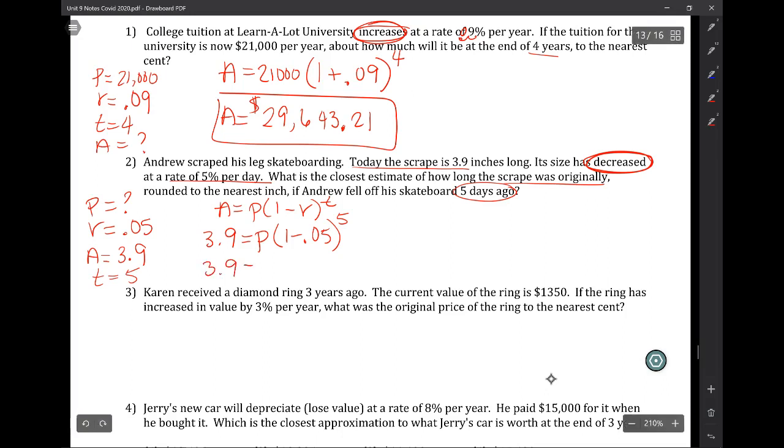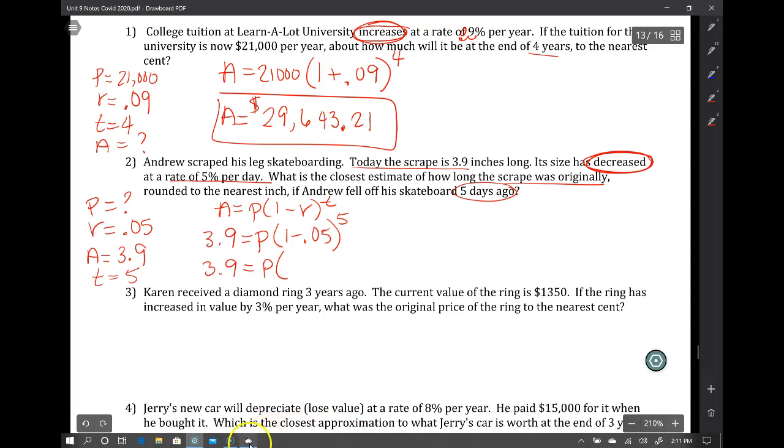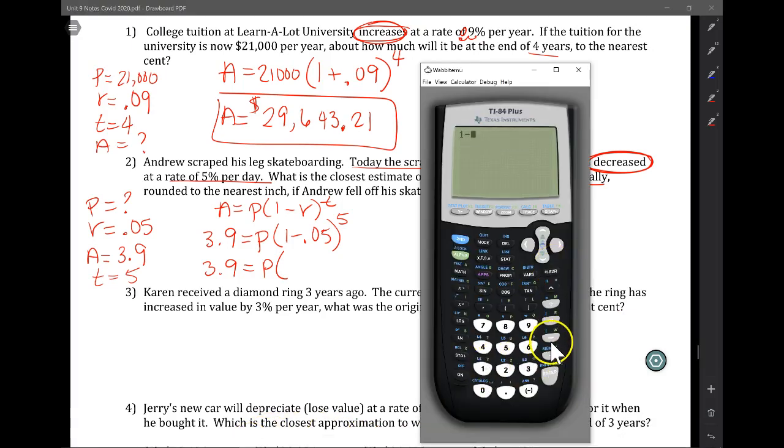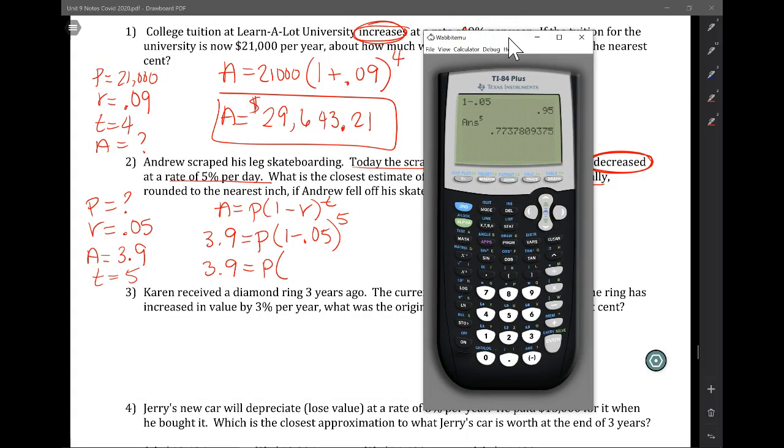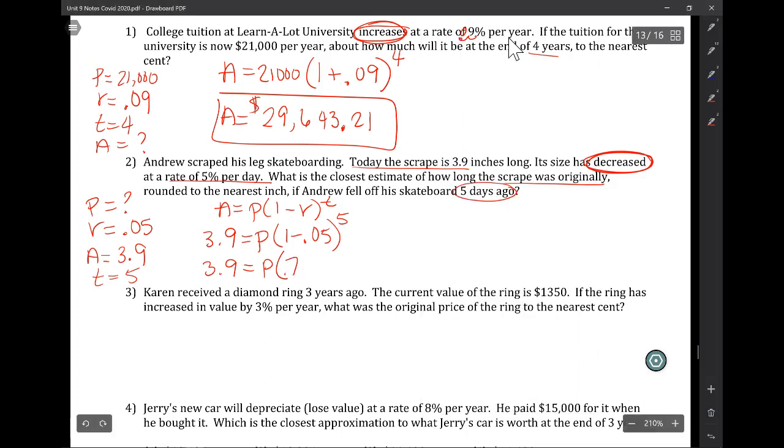So let's type in that part. 1 minus 0.05 raised to the 5th power. So if I do that, 1 minus 0.05, and that whole thing is being raised to the 5th power. There we go. 0.77 and so on. So I'm just going to put a couple of those down. 0.773778 and so on. Save that number in your calculator. Divide that number to the other side, and you can solve for the approximate initial length, which was 0.504. It says round to the nearest inch, so I'm going to say 5 inches.